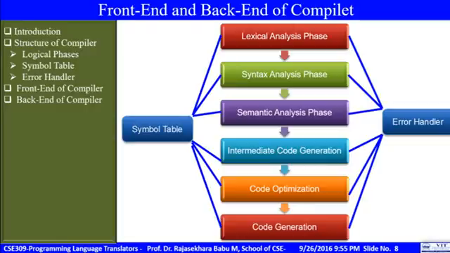Now, the lexical analysis phase. What is the lexical analysis phase here? When you are reading a new language, what do you do first? We get familiarized with the alphabet.